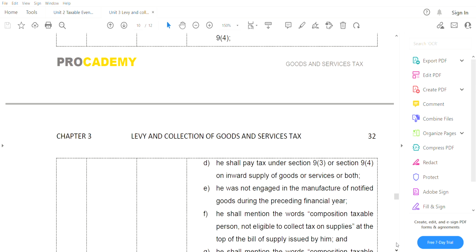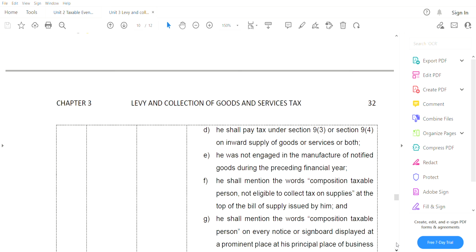Now this provision is irrelevant because 9 subsection 4 has been completely recast, which we'll see in the reverse charge topic. He shall pay tax under section 9(3) or 9 subsection 4 on inward supply of goods or services or both. RCM is also applicable through the first clause 10 subsection 1, but subject to the provisions of subclause 3 or subclause 4 of section 9. So this is also covered. Then he is not engaged in the manufacture of notified goods in the preceding financial year.